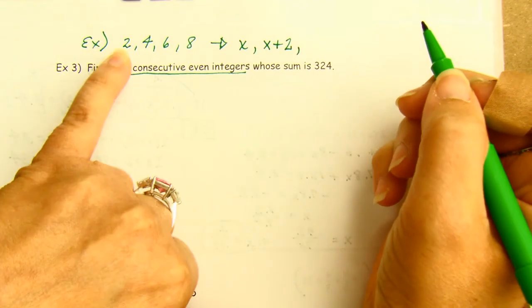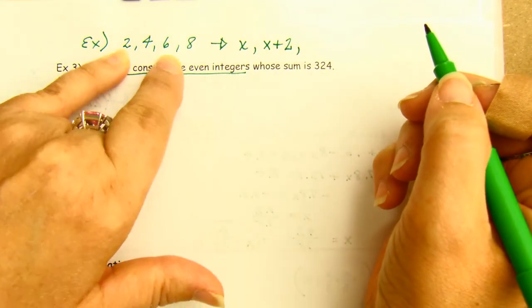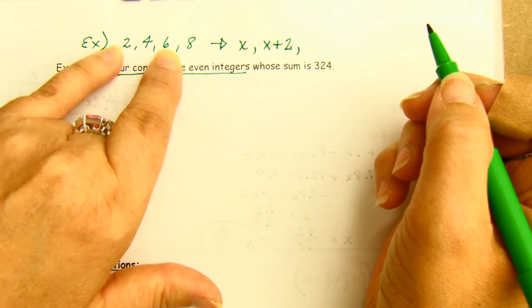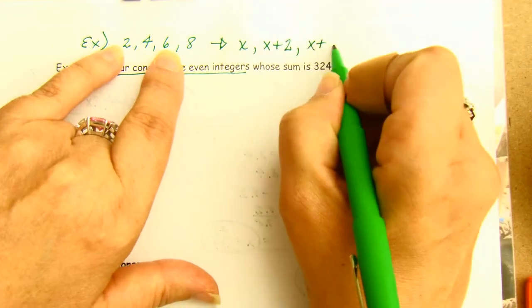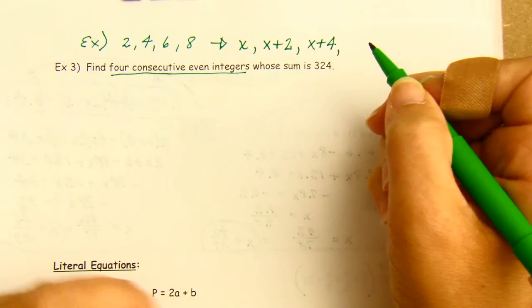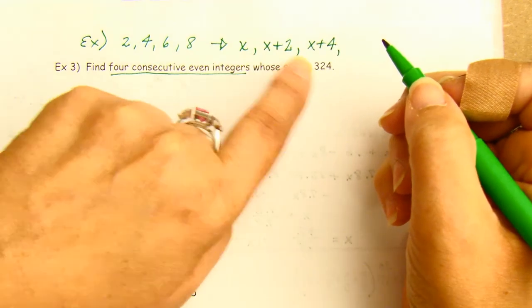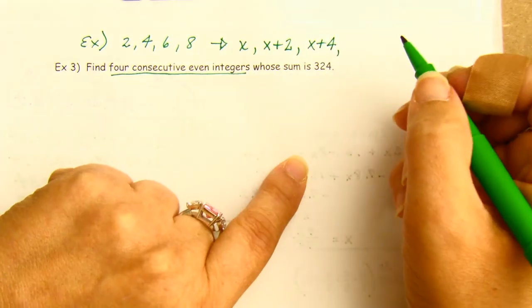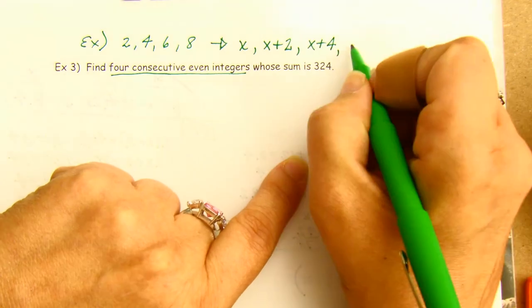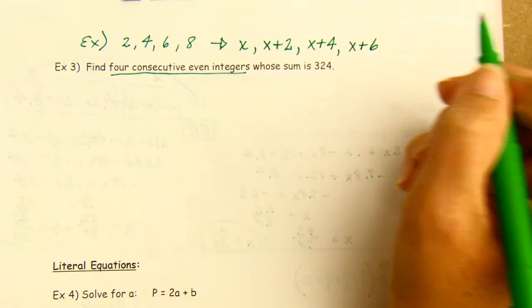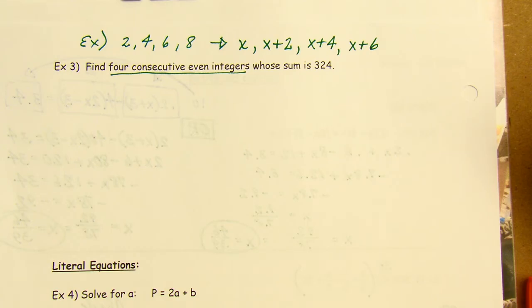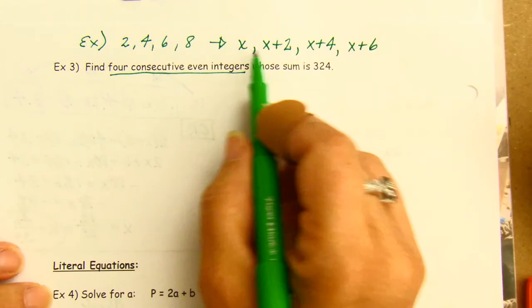If we compare the first, x, to the third, 6, well, how do I get from 2 to 6? I'm going to add 4. So this is x plus 4. Okay, so it's x, x plus 2, x plus 4, and the last one, what do you think it is? If you said x plus 6, you are correct. Anyway, this is what I'm going to use to build my equation.